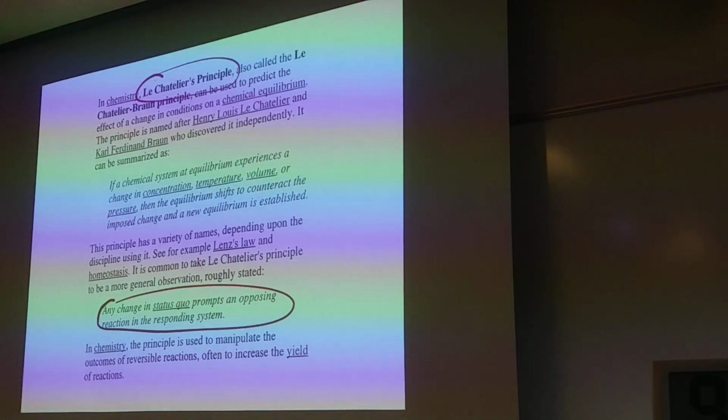So what we've shown is a number of situations here. I've considered variables like temperature, pressure, and now the presence of inerts. And the consequence of all of these for equilibrium conversion can be expressed qualitatively by what's called Le Chatelier's principle. There's more information than you want to know about Le Chatelier's principle, but basically it can be stated verbally as: any change in status quo prompts an opposing reaction in the responding system.